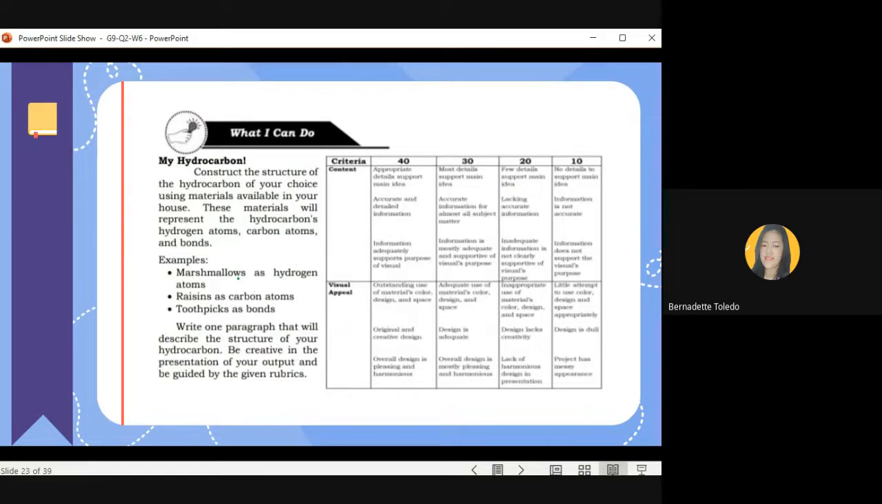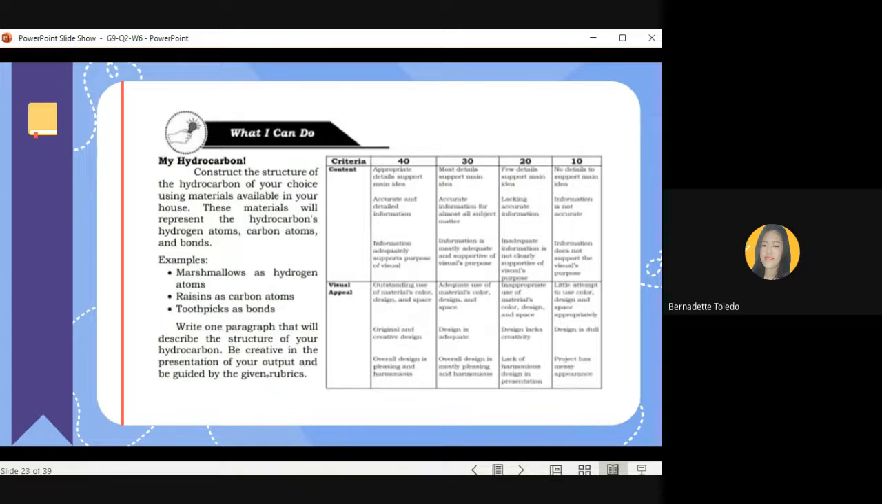You can use the following materials such as marshmallow for hydrogens, raisin for carbons, toothpick for the bonding. Or pwede rin gumamit ng iba, for example, jelly, pebbles, it's up to you. Then, take a picture of it. Then, write at least one paragraph that will describe the structure of your hydrocarbon. Just describe ano ba yung hydrocarbon na ginawa nyo. Pwede kayong maglagay ng uses, functions, and how they will be formed. Pwedeng mag-search sa internet if you're not sure with what you will be writing in your paragraph.